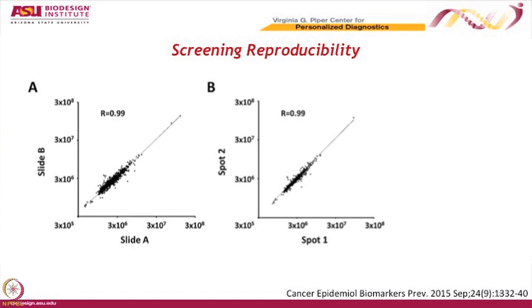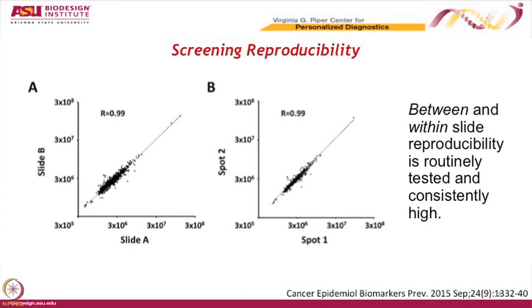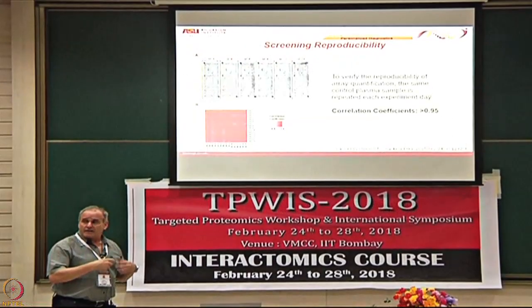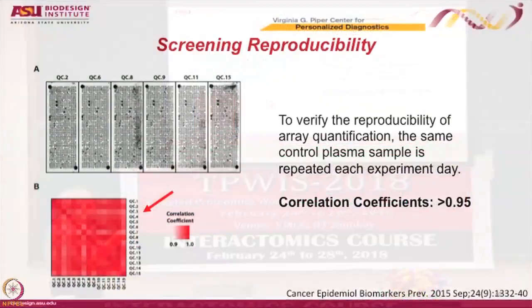So we have good signal intensity within the slide, and we have good correlation from slide to slide. Okay, let's look at it for the entire experiment, and that's what's shown here. What we did was, I told you we took that control sample and we ran it every day we did our experiment. And then here's that same array on different days using that same sample.